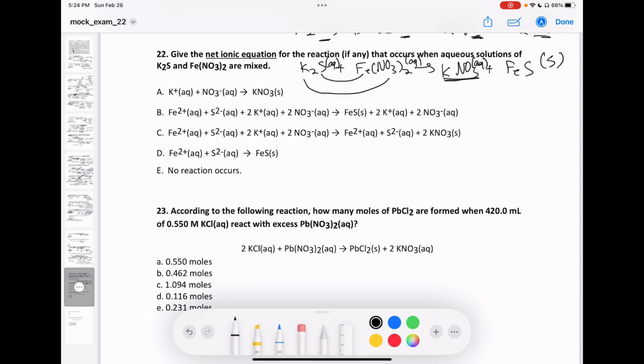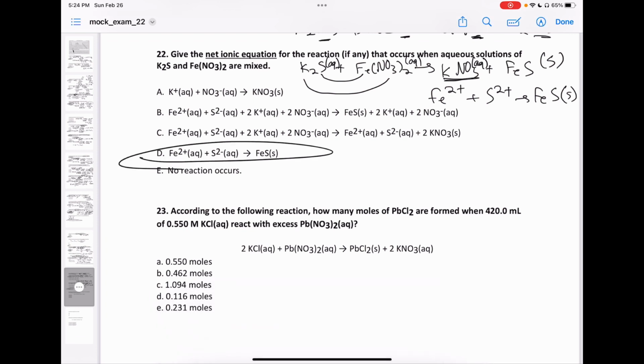So then we know that the ions in the reaction are going to be Fe2+ plus S2- creates FeS. And we want the net ionic equation, so that is going to be FeS. Answer choice D. I hope that's right.